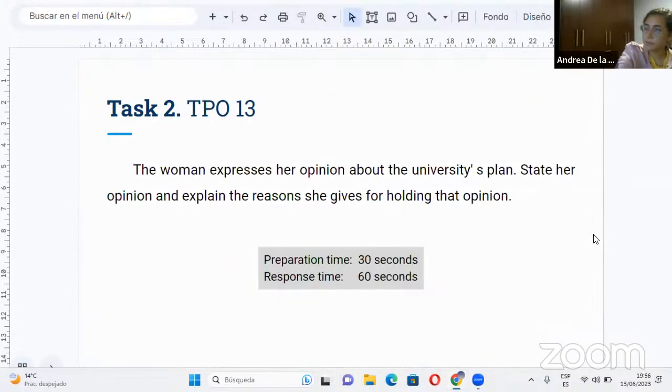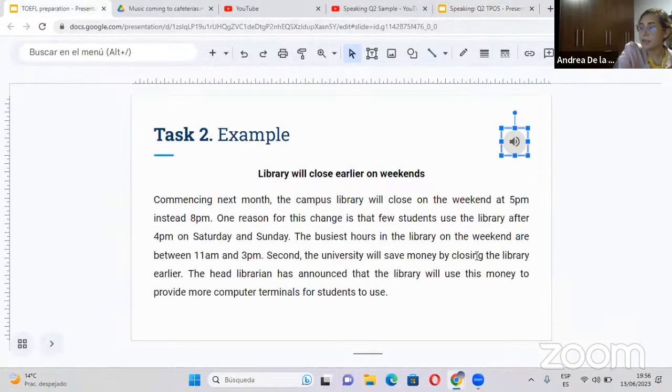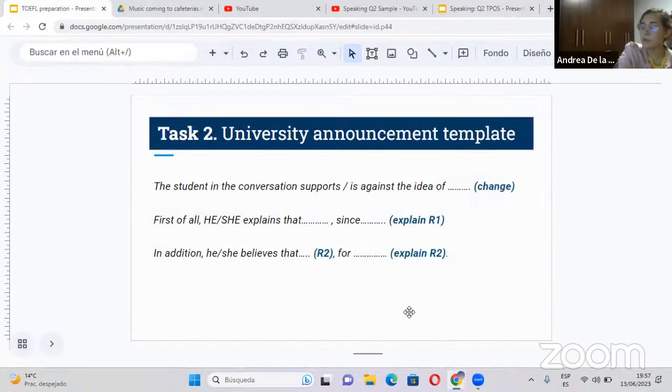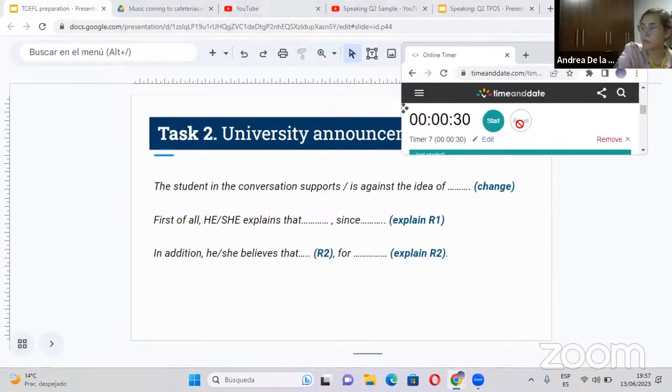Okay, guys. Now the question here is the same, right? The woman expresses her opinion about the university's plan. State her opinion, and explain the reasons she gives for holding that. And what we're gonna do is I'm gonna give you guys 30 seconds to prepare your responses. And if somebody wants to go, then you guys can go ahead. And if not, we'll do it together. Okay, but let's have our 30 seconds to prepare.